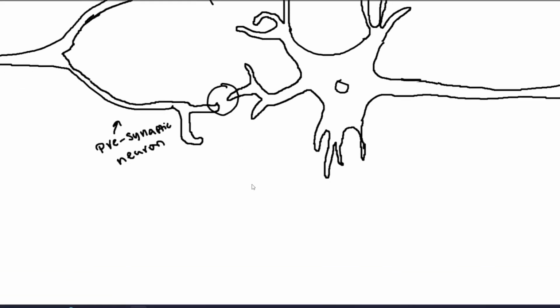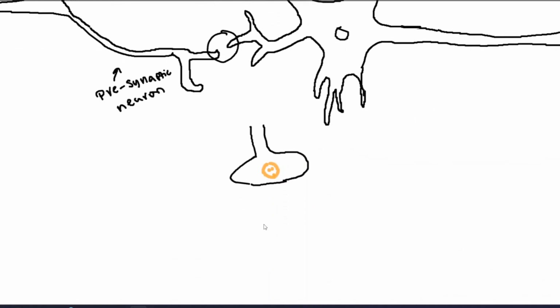So I'm going to try my best to draw out our terminal bouton. So let's pretend this is our terminal bouton, and we have a bunch of synaptic vesicles. These are going to have our neurotransmitters inside of our presynaptic neuron. And our postsynaptic neuron is going to have a bunch of receptors of a specific type. So these neurotransmitters just don't go ahead and bind to whatever they want to. They have to bind to something that accepts them.